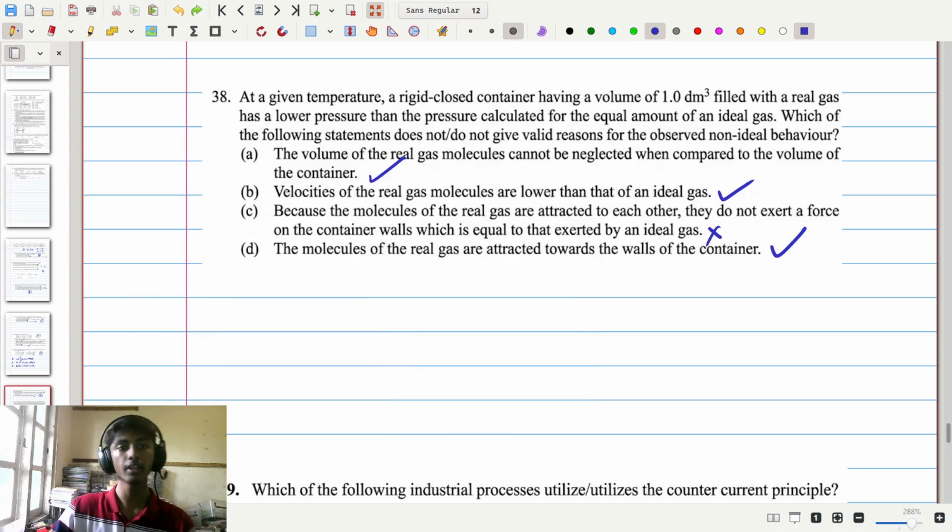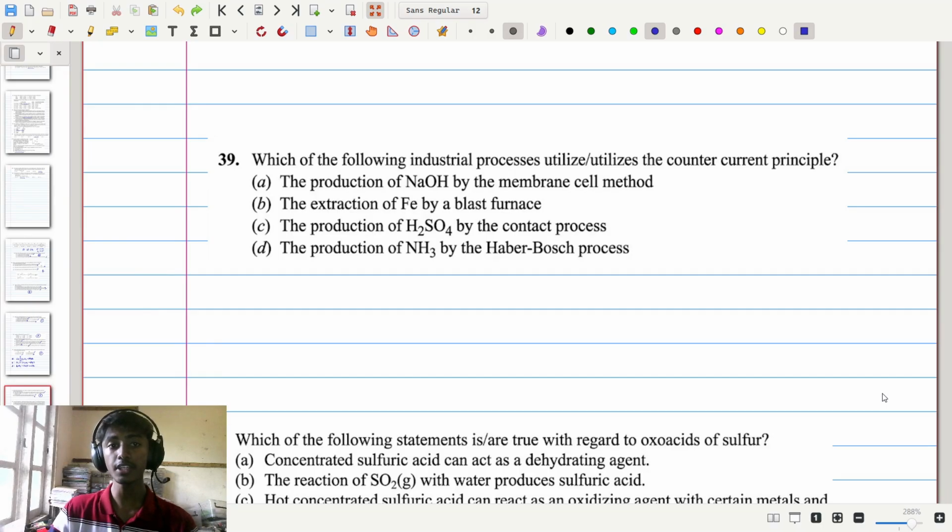So due to that, the correct statements here are A, B and D, since each of them does not give a valid reason for why the pressure is lower in the real gas than the ideal gas. Now this combination of A, B and D corresponds to answer number 5 and therefore question 38 has answer number 5. Now moving on to question 39, it says which of the following industrial processes utilizes the counter current principle?